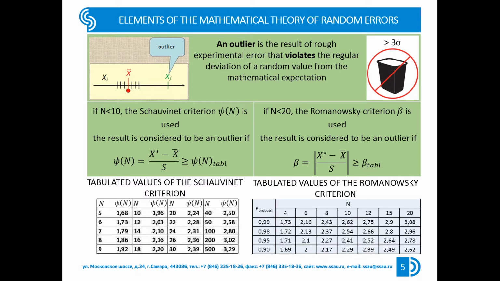When the number of measurements is less than 10, the Chauvenet criterion is used. Formula and tabulated values are shown on the slide on the left. The Romanovsky criterion is used to detect outliers when the number of measurements is less than 20. Formula and tabulated values are shown on the slide on the right.